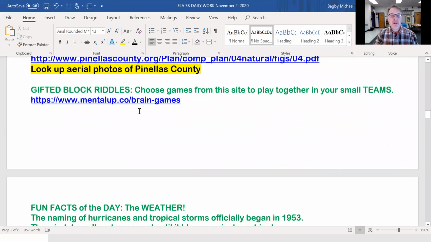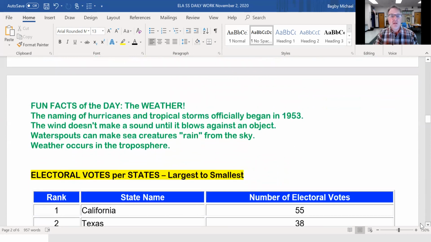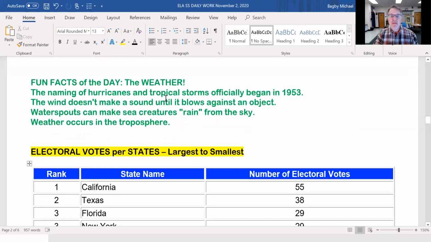Today in your small groups, you're going to look at a site called Mental Up Brain Games, and you're going to choose some of those to play together. They're really cool. It's a really cool site. I discovered it over the weekend. And we got fun facts of the day, the weather tying into our editing.